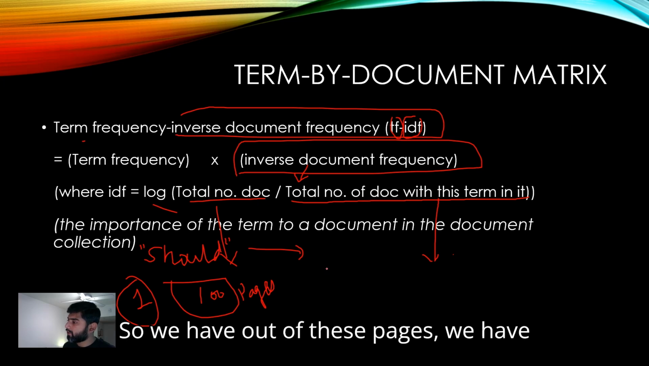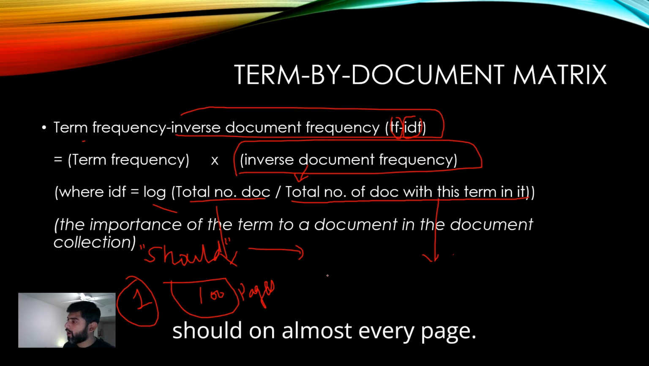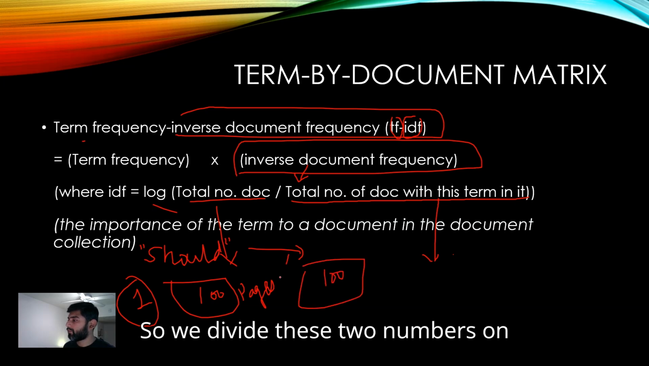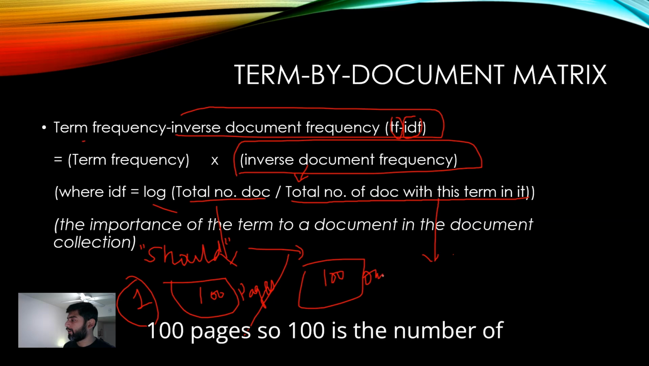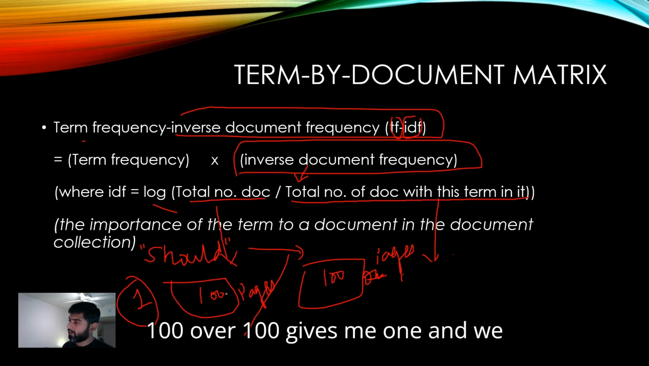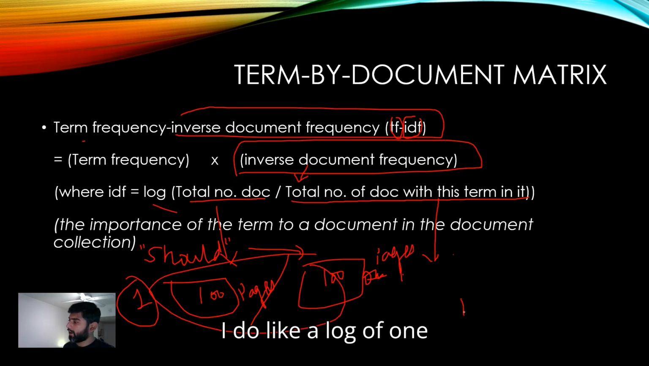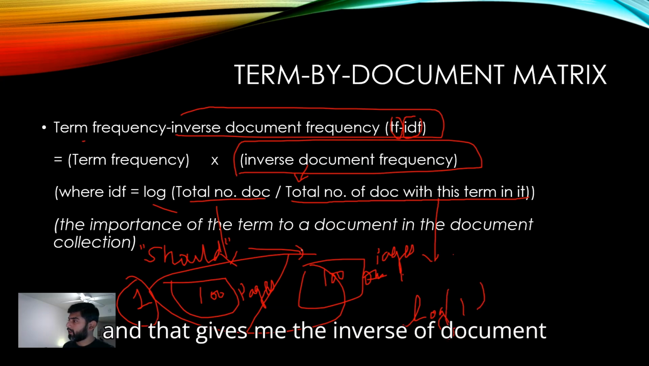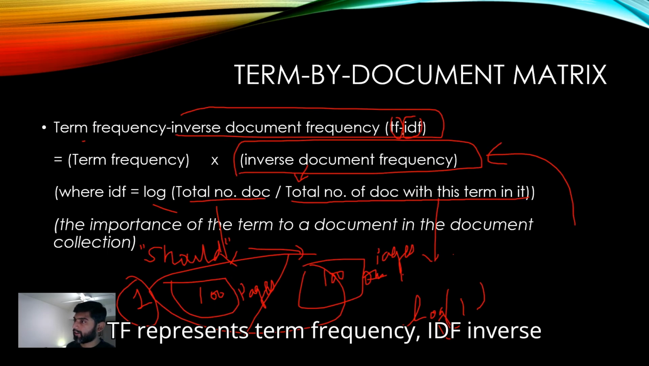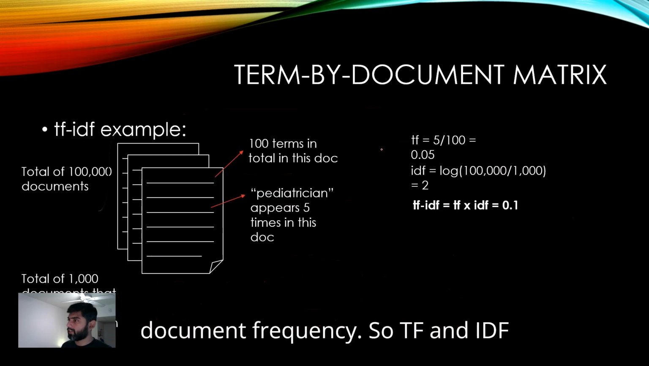So out of these pages, we have should on almost every page. So we divide these two numbers on 100 pages. 100 is the number of pages. So 100 over 100 gives me 1, and I do a log of 1, and that gives me the inverse of document frequency. Example: TF represents term frequency, IDF inverse document frequency.